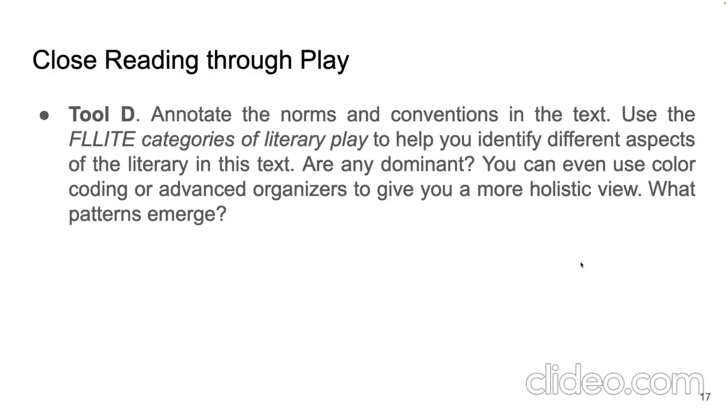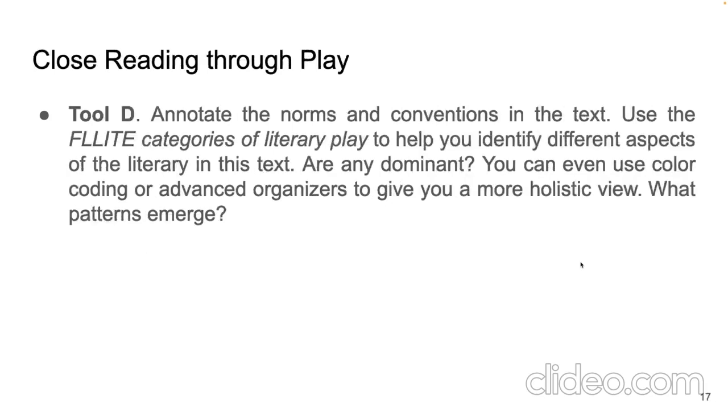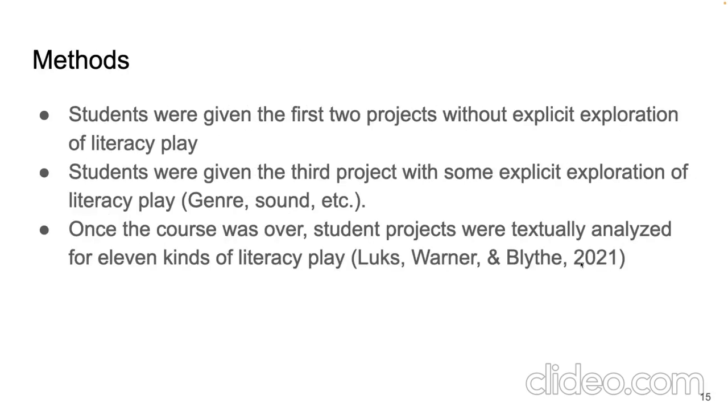The second step is to do close reading through play. You annotate the norms and conventions in the text. If there are any dominants, you stress those and note any patterns that emerge. And then finally, looking at these questions: what are the categories of literacy play highlighting or obscuring in the text? How does the literacy play add nuance to meanings or perspectives? How does it add coherence to the text? How does it help convey dominant themes or messages? And what is the resulting interpretation? So those are the 3 steps of the textual analysis for literacy play.